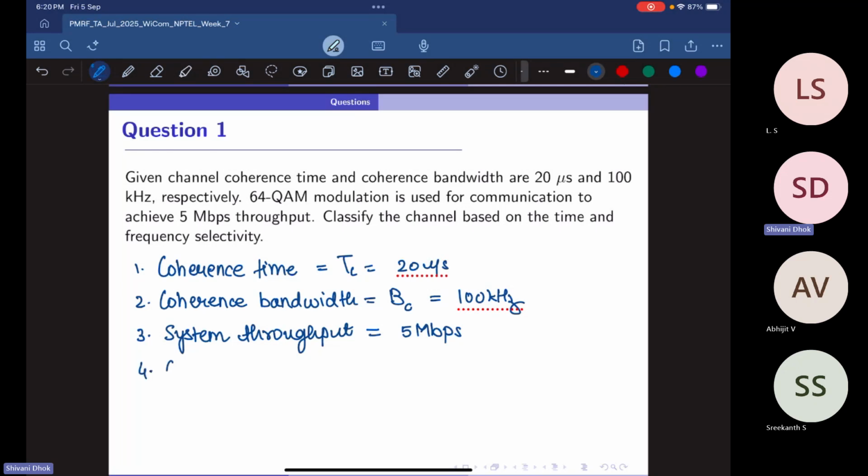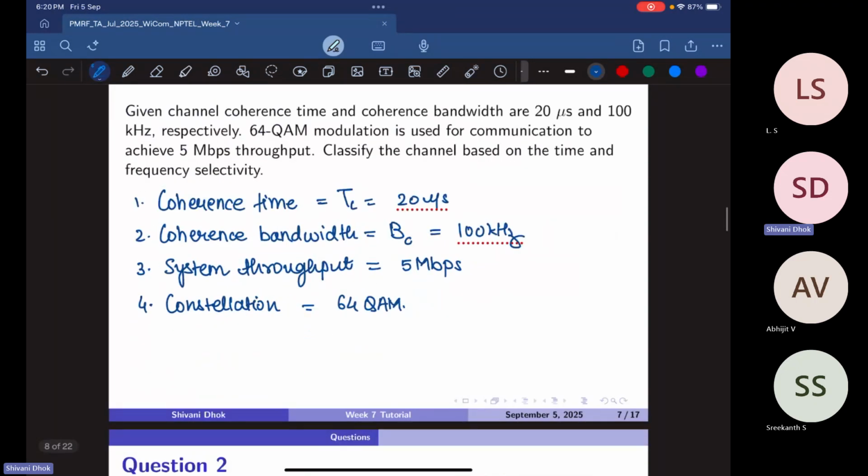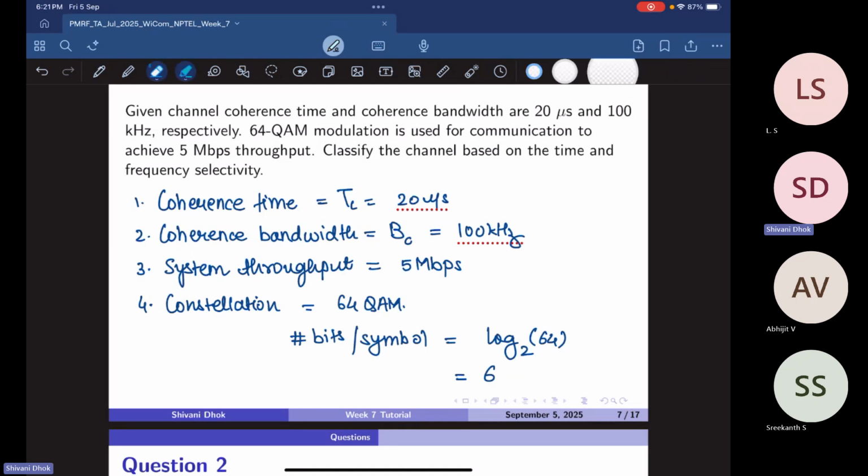And the fourth information given to us is the constellation, that is 64 QAM, which means the number of bits per symbol is log of 64 to the base 2, which comes out to be 6. So this is the information that is given to us, and what do we need to do? We need to classify the channel based on the time and frequency selectivity.